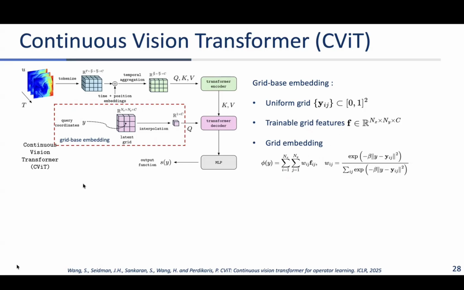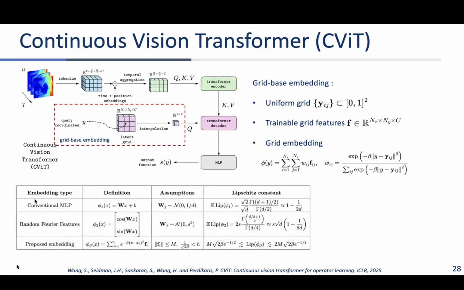In fact, we can calculate the Lipschitz constant of different embeddings. As you can see, compared to the standard dense layer or random Fourier features, for the proposed embedding, the resulting Lipschitz constant is more controlled by changing this hyperparameter beta. For the first two, their Lipschitz constants are equal in the sense of the expectations.